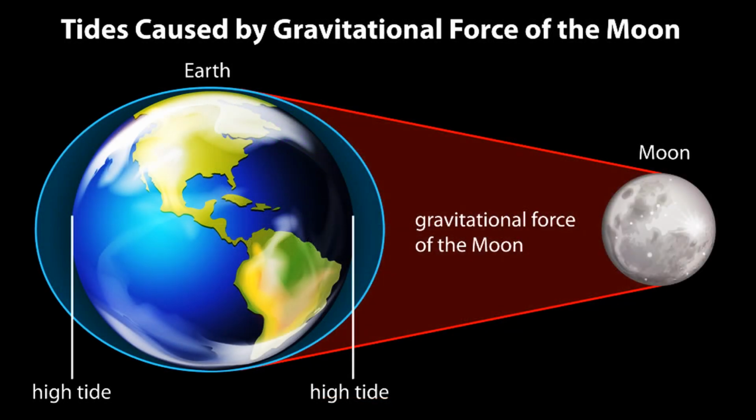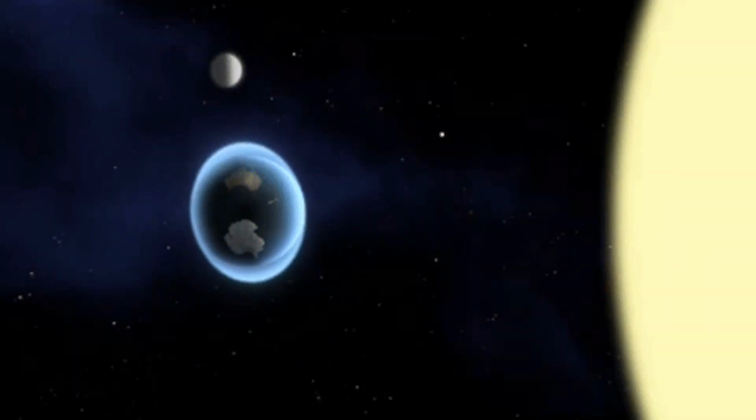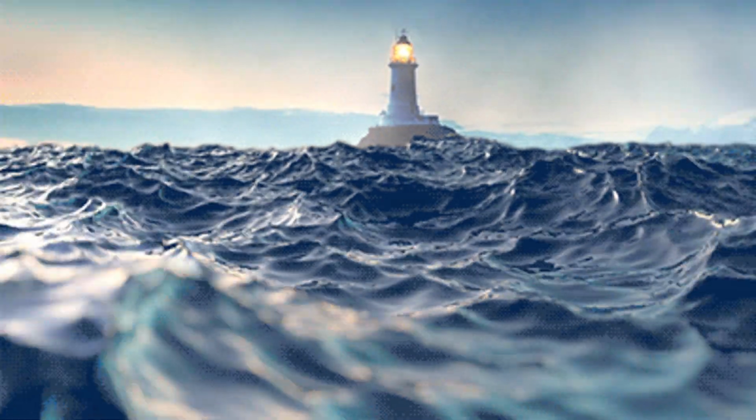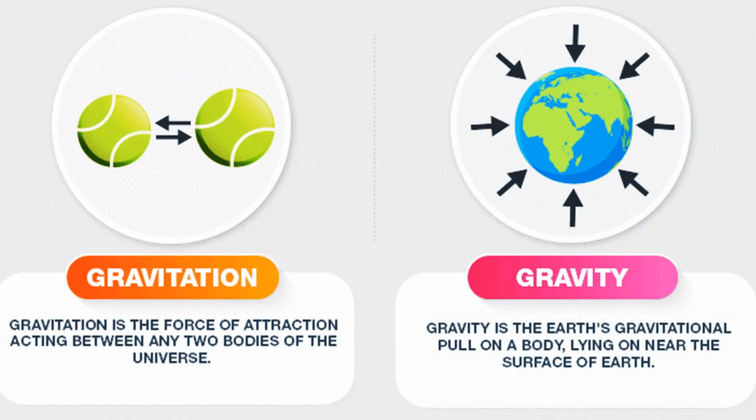You might have seen these high tides and low tides in the ocean. They are caused by the gravitational pull of the seawater by the Moon. Gravity and gravitation are two different things. Gravity is the Earth's gravitational field or pull on a body on or near the surface of the Earth, whereas gravitation is the force of attraction between any two bodies in the universe.